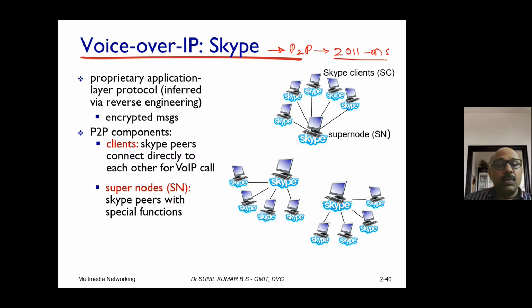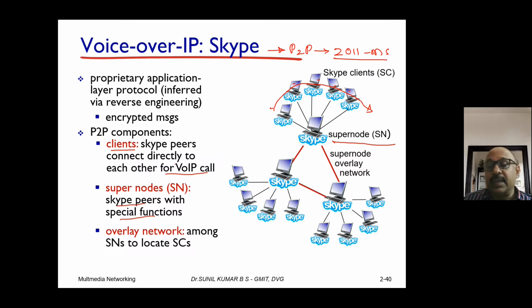It has two components. One is called the peer-to-peer component, where the clients, the Skype peers, connect directly to each other for a voice over internet protocol call. You can see that these are the clients. They are connected to each other through this super node, SN, as it is indicated. The super node is another peer of Skype which has a special function. Okay, what is that function? It will give connectivity to all these clients or peers. So it is the local connectivity we can assume.